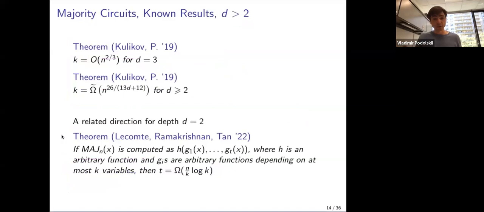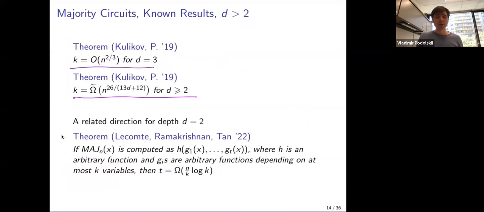So for depth greater than 2, what do we know? For depth 3, there is an upper bound, which is n to the 2/3. For larger depth, there is a lower bound that is actually a straightforward generalization of our results from the previous slide. It looks like that.